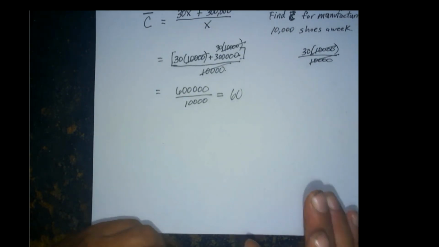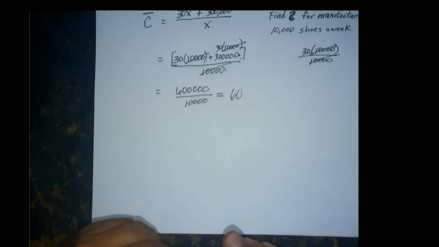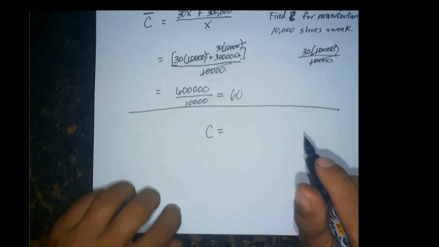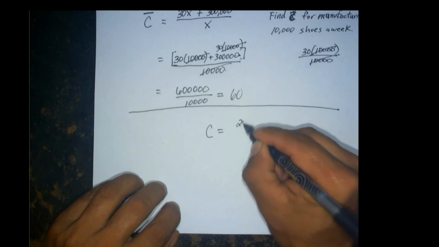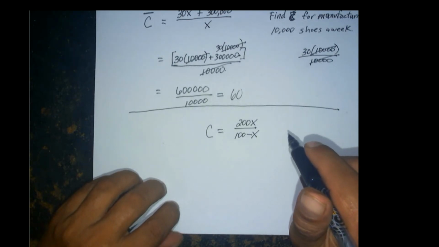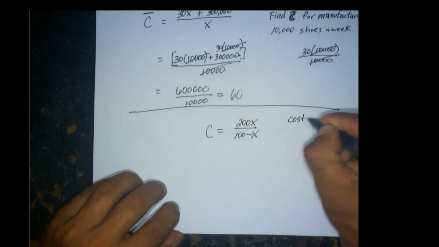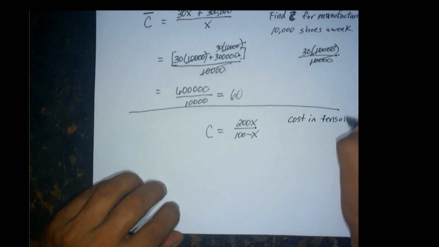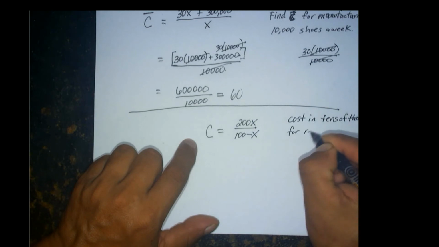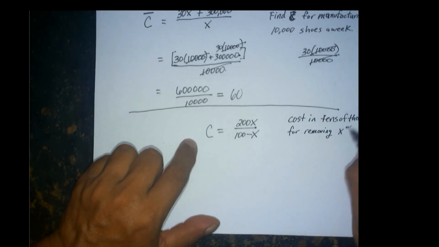A government agency ordered companies that had stored toxic chemicals in a leaking underground container to contribute to a pool of money to clean up groundwater supplies. The following model, C is equal to 200x divided by 100 minus x. I want to make sure these C's aren't confused because it's a different problem. It describes the cost in tens of thousands of dollars. So if C is 5, it's $50,000, right? For removing x% of the contaminants.